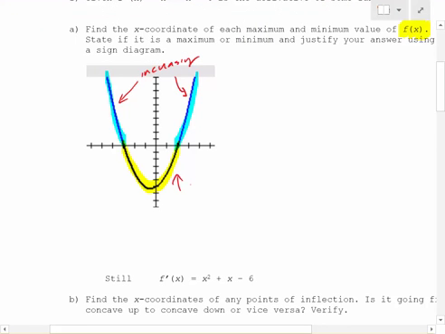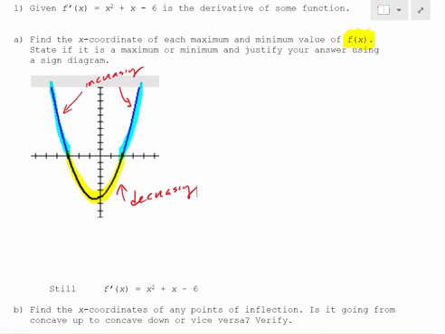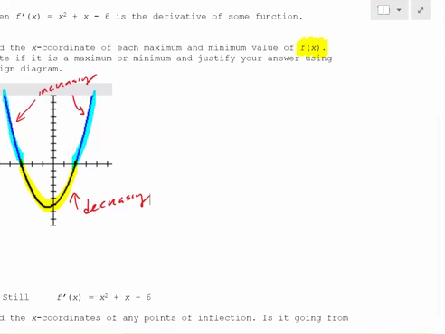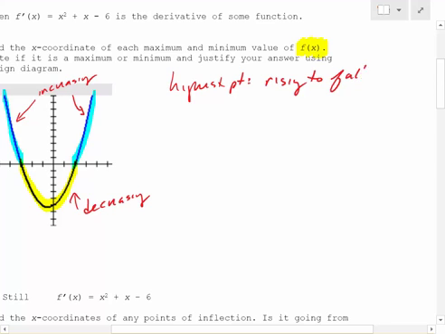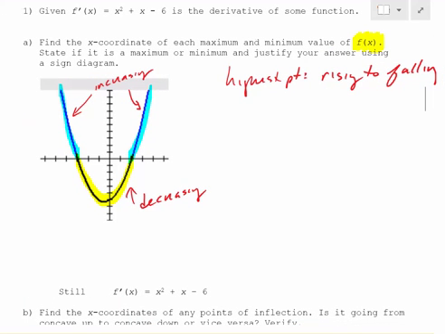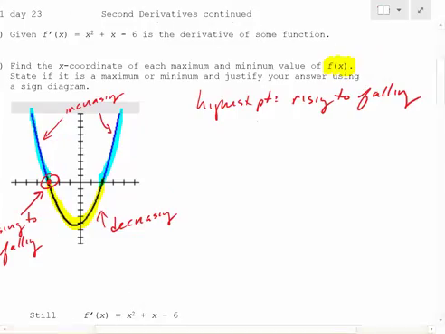So this is decreasing. So if we're looking for a highest point, does that mean we're going from rising to falling or falling to rising? So highest point, we need to look for a place where it's going from rising to what? Falling. So where is that happening? Right here. That's where it's going from rising to falling.